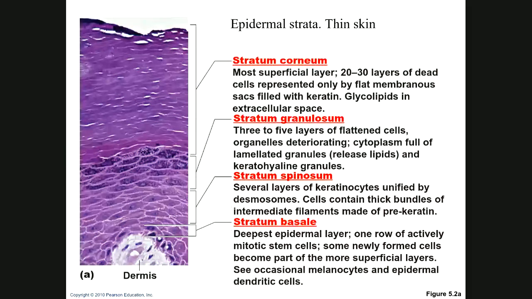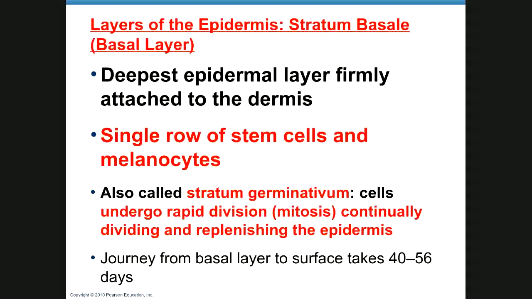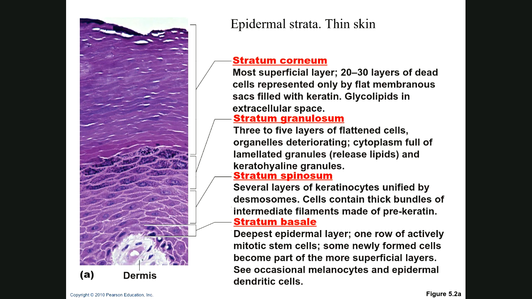In this particular picture, this is a nice picture. You can see here, down here, the stratum basale, one layer thick. Then you can see above the stratum basale, this layer right here will be the stratum spinosum. You can see the little dots inside these cells. This will be the stratum granulosum.